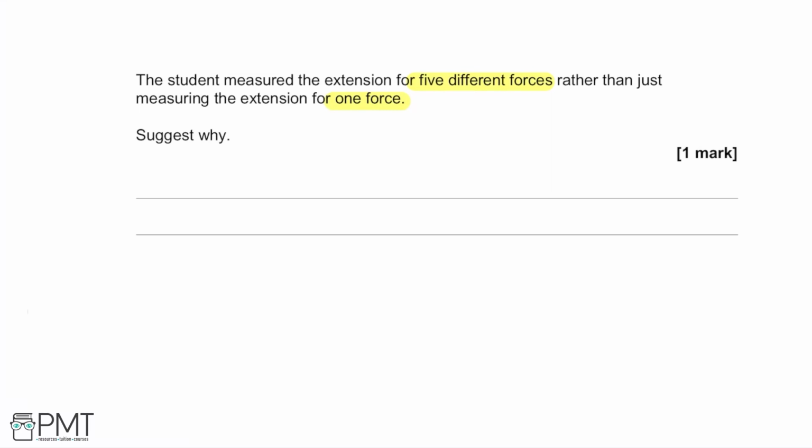Now, one main reason for doing this may be in order to find any anomalies within the results, so we can discard them and come up with a more accurate value for the spring constant, perhaps by using an average of the reliable results that haven't been discarded as anomalies. So to get the mark here, I'm just going to write down that by doing these for different forces, it's going to help us to identify any anomalous results that we may have obtained, and then we can deal with these accordingly to come to a more accurate answer.